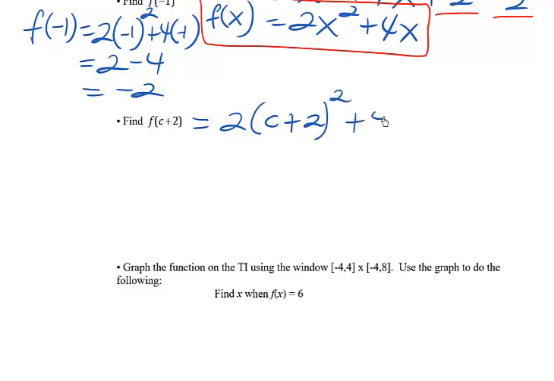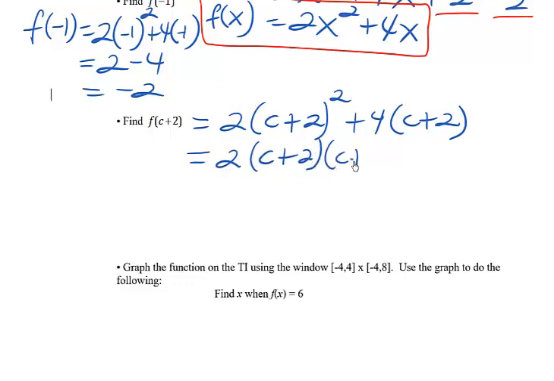Use that empty slot approach. And all that's left is to clean this up and simplify. The math really is going to be very similar to that math we did above. I cannot distribute this exponent of 2, so I'm going to have to write out what this really means. It means c plus 2, c plus 2. I can distribute this 4 to give me 4c plus 8.